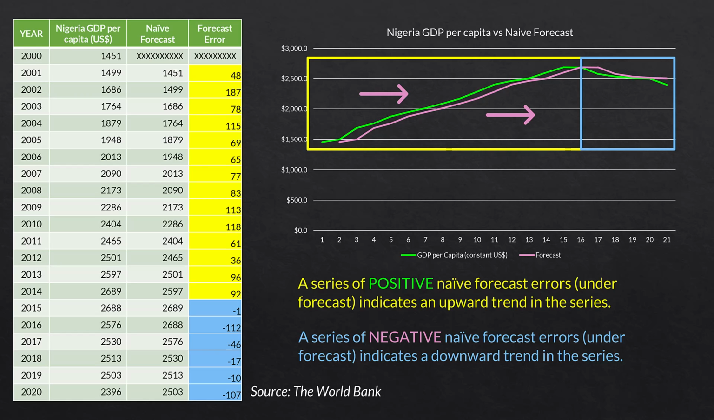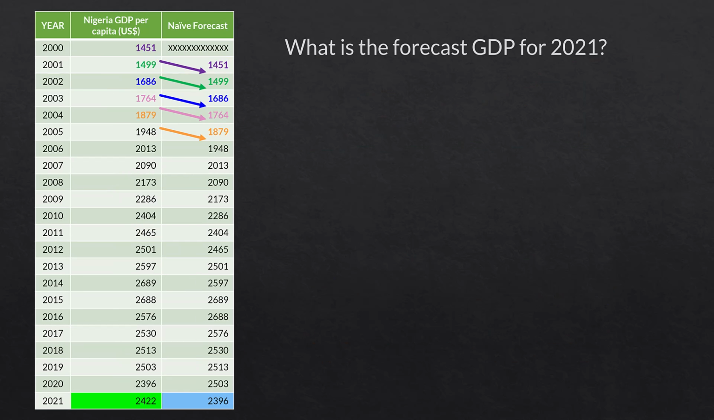And there's also one more important thing on this graph that's not here in the text. Where in this graph do the GDP per capita in the green and the naive forecast in pink overlap? Well, it's right where the GDP per capita is at its flattest. So what is the forecast GDP for 2021? Well, in this case, we go up to 2020. That's $2,396 per capita. So that goes into the last cell in the last column.